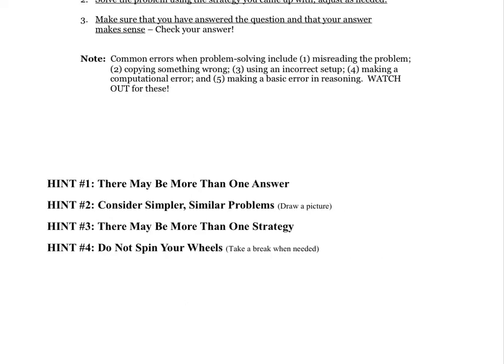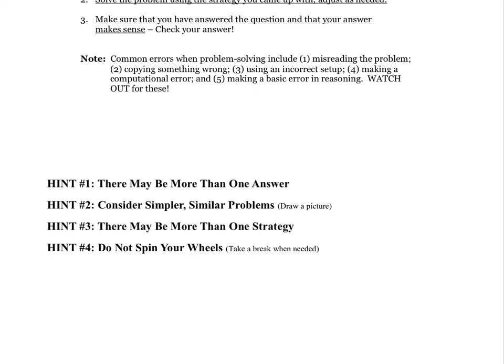So some common errors happen to be misreading the problem. Normally when I teach this class in person, I tell my students the first 2 steps to problem solving are read the problem for step 1, and step 2, read the problem. Make sure you've read everything correctly.